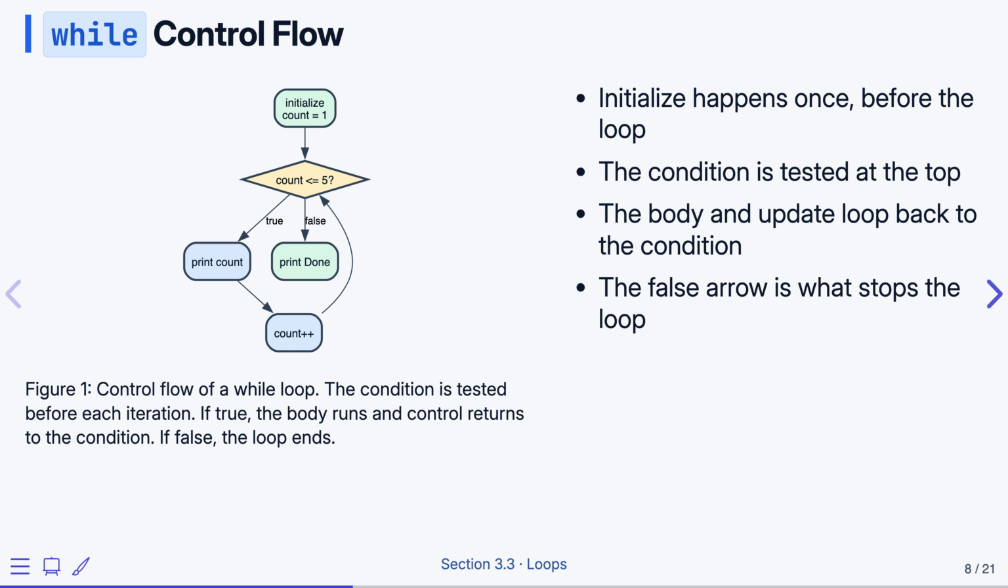This figure shows the shape of a while loop. Let's walk the 4 points on the right. Initialize count to 1. This happens once before the loop. The condition, count less than or equal to 5, is tested at the top of the loop. When the condition is true, the body runs and count is updated. Then the arrow loops back to the condition. That back arrow is what makes it a loop. When the condition is false, the false arrow leads out of the loop. That false arrow is what stops it.